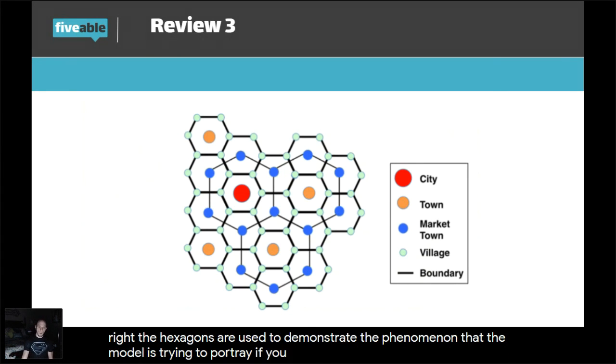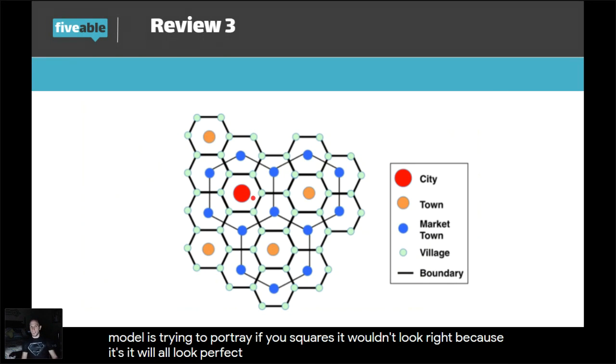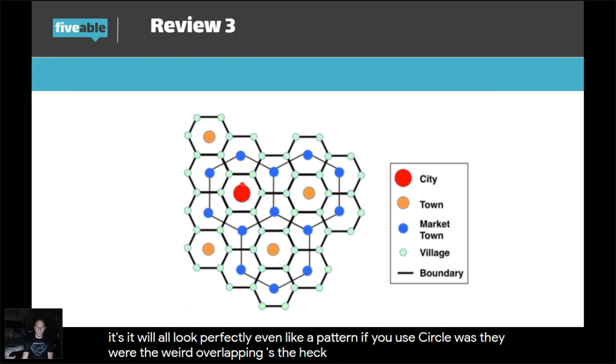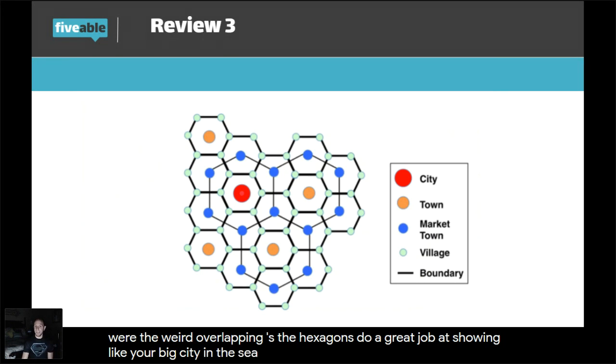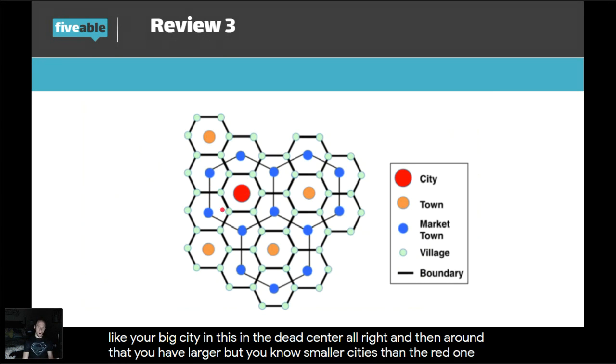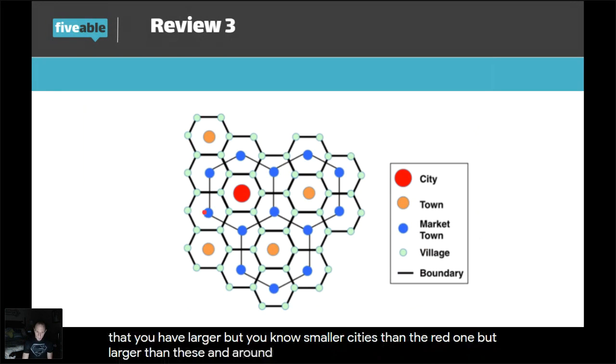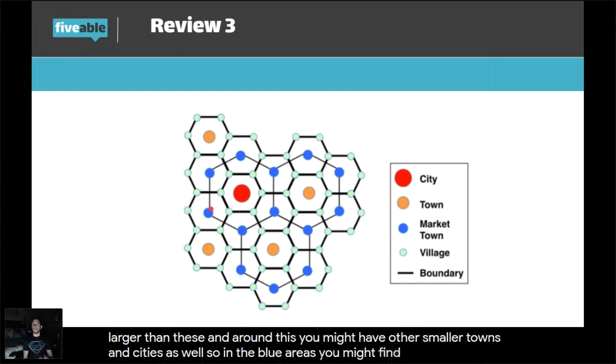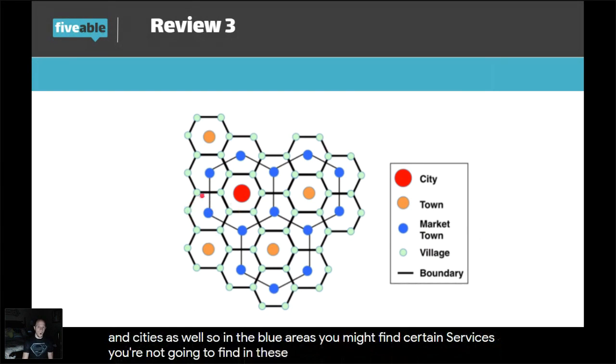If you use squares, it wouldn't look right because it would all look perfectly even, like a pattern. If you use circles, there would be weird overlappings. The hexagons do a great job at showing your big city in the dead center. And then around that you have larger, but smaller cities than the red one, but larger than these. And around this, you might have other smaller towns and cities as well.